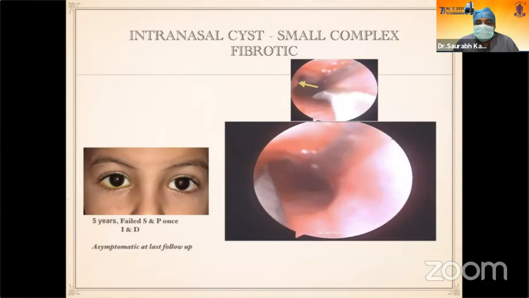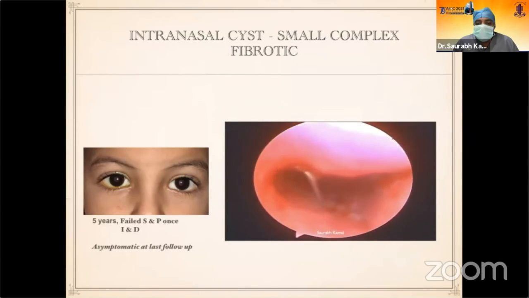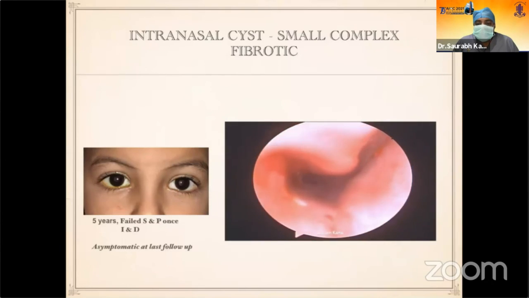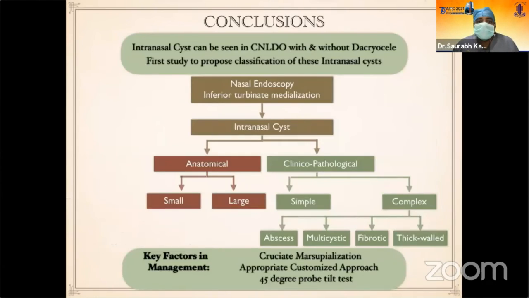Now, this case was interesting, having a flat fibrotic intranasal cyst, which can be missed and is difficult to identify endoscopically. So to conclude, intranasal cyst can be seen in CNLDO with or without dacryocele. And this is the first study to propose a classification of these intranasal cysts. With the help of nasal endoscopy and inferior turbinate medialization, these cysts can be identified. And the key factors in management are cruciate marsupialization, a customized approach, and the 45-degree probe tilt test.